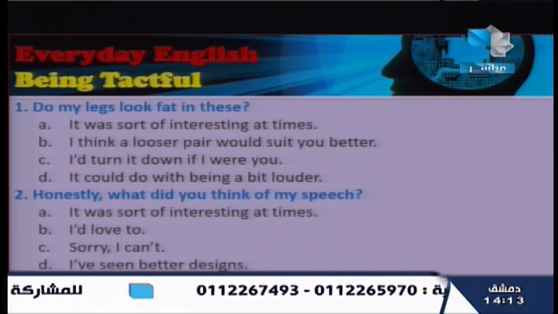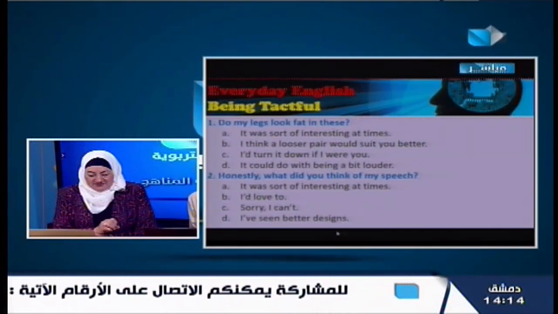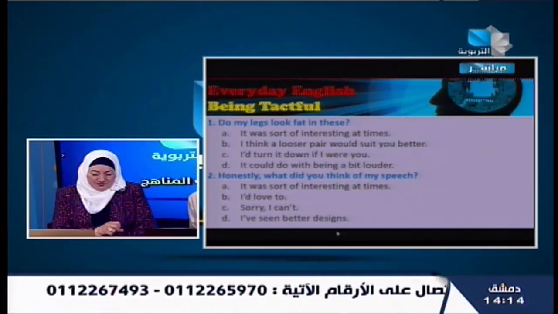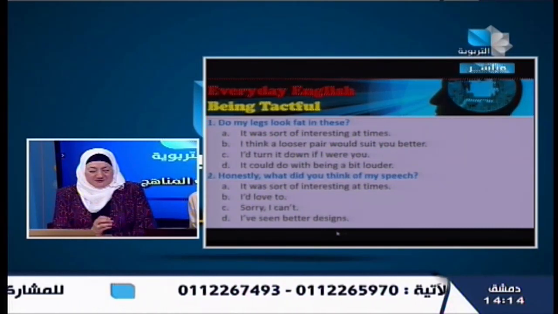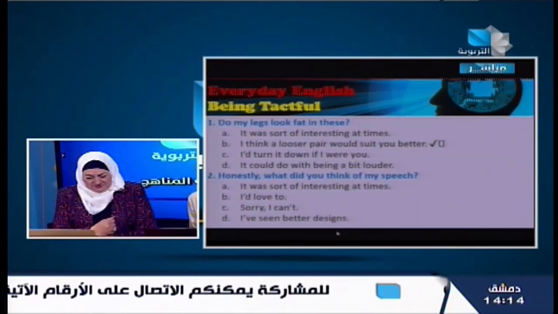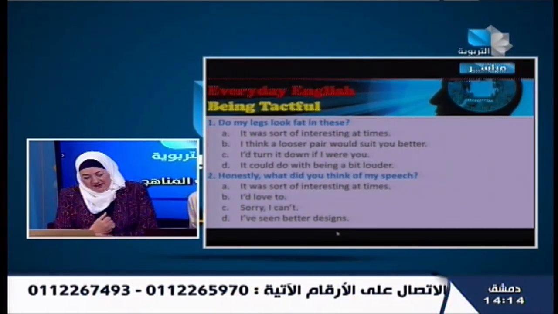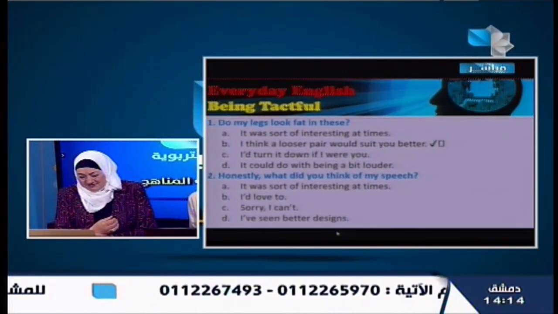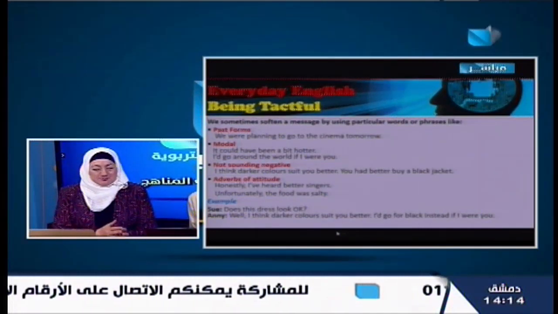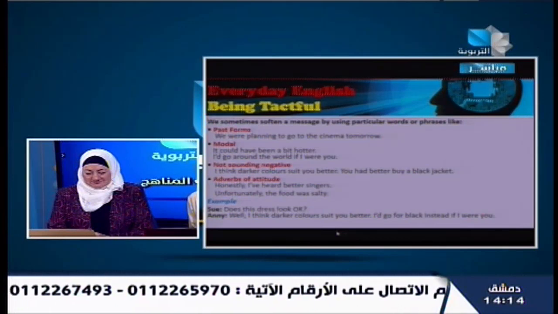Now, adverbs of attitude. Honestly, I've heard better singers. Unfortunately, the food was salty. So these adverbs here make you more polite, more tactful. Example: Sue, does the dress look okay? Annie says, well, I think darker colors suit you better. I'd go for black instead if I were you. This is to be polite or tactful. Now we have an exercise.